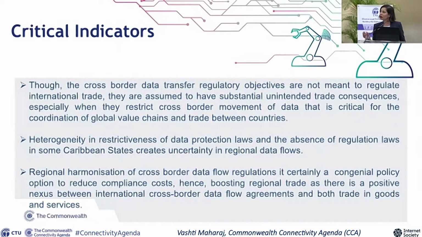And regional harmonization of data flow regulations, I'm not saying that that's the panacea, because the truth is it's easier said than done. Come on, Caribbean, we know this. But I'm not advocating that we all need to regionally harmonize our laws and that they need to be the same. What you find is that studies in other jurisdictions have shown that it tends to reduce compliance costs and boost regional trade, and there's a positive nexus between international cross-border data flow agreements and trade in goods and services.